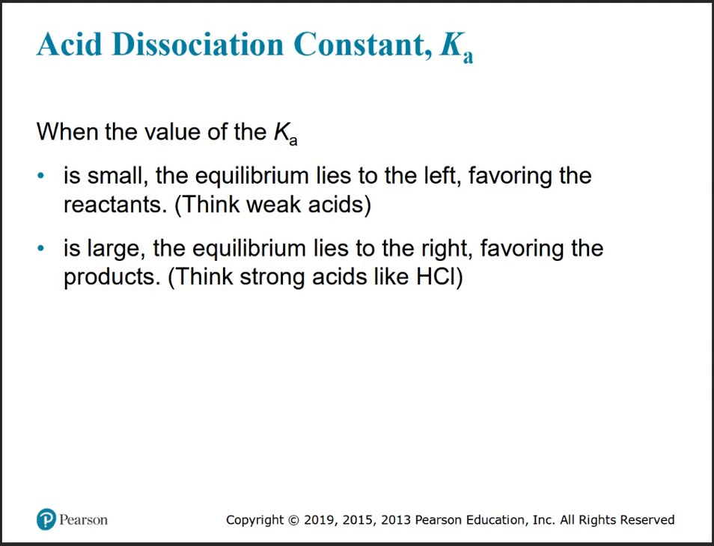So we covered how to write the dissociation expression. Now we've got to talk about the Ka, or the acid dissociation constant. You can have actual concentrations of the different ions in your acid, and you can calculate an acid dissociation constant. When the value of the Ka is small, that means the equilibrium is going to favor the reactant. So think about weak acids. A small Ka means weak acid.